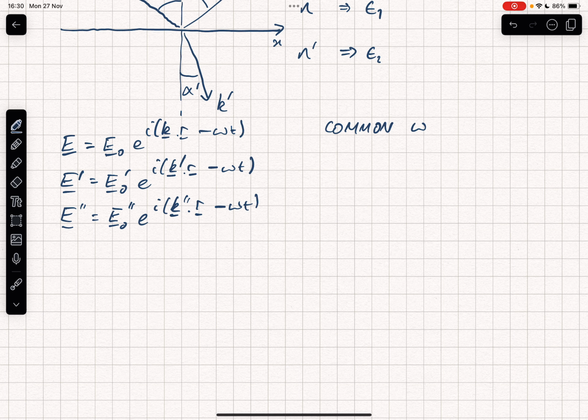What we can say is that at the interface, we have to have certain conditions on the fields. Boundary conditions apply.